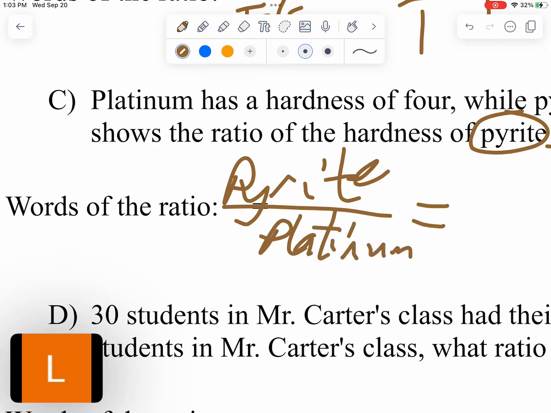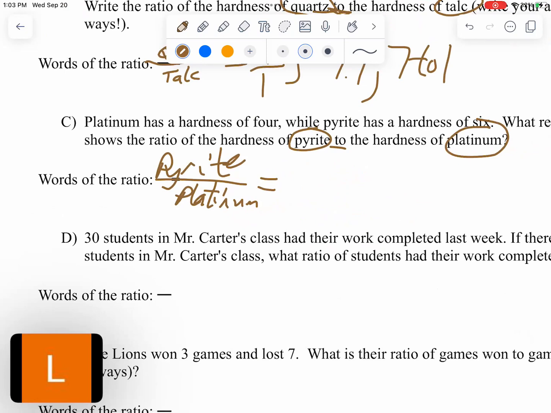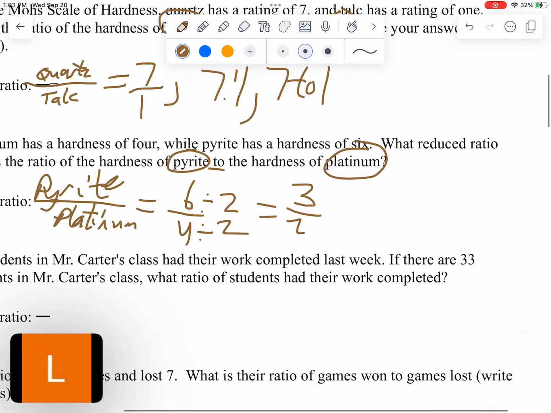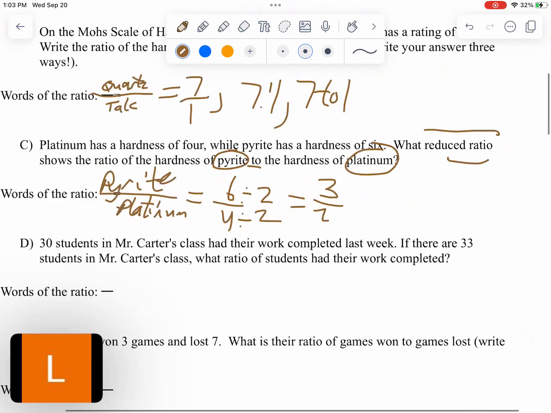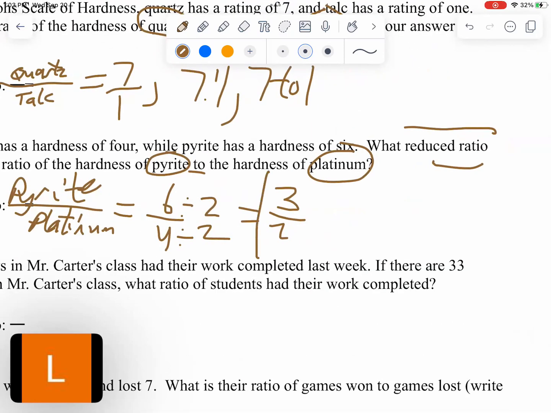Okay. So pyrite is 6, platinum is 4. If you've got it upside down, you're wrong. It's not the same thing. Okay. So we got to divide it by 2, and it's 3 to 2. Remember, this is a ratio, so it's not like it needs to go to a mixed number. We're comparing the two of them. So 3 for pyrite to 2 for platinum. Okay. It does not say three ways, I don't believe. So the answer is a 3 to 2 ratio.